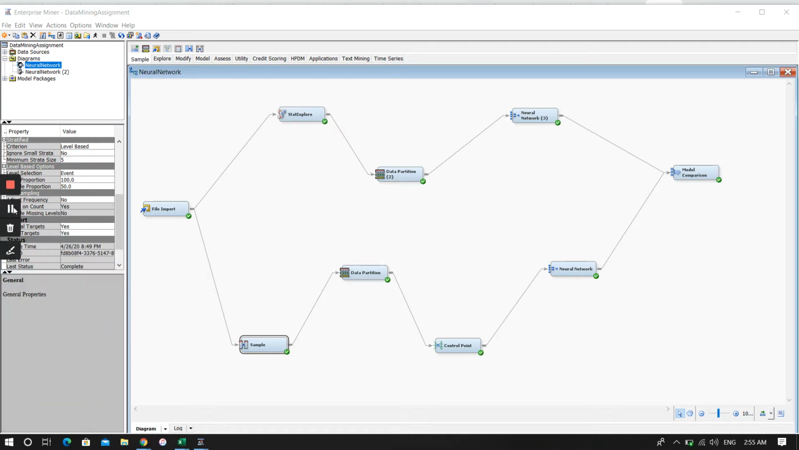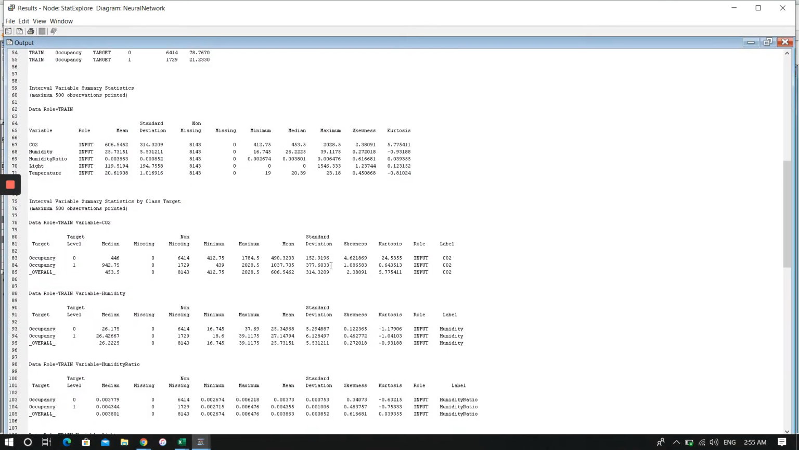First, I'll explain my data. My data is occupancy data. Basically, it tells us if a room is occupied or not by the levels of CO2, light, humidity, and temperature. Occupied is my dependent variable. 1 means occupied and 0 means unoccupied. 1 means being occupied by a person and 0 means unoccupied by a person.